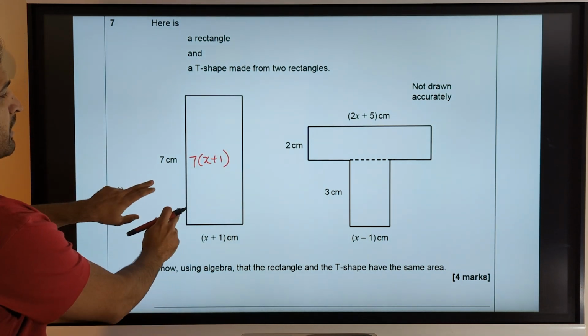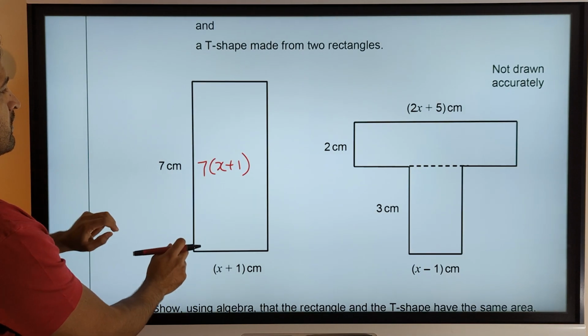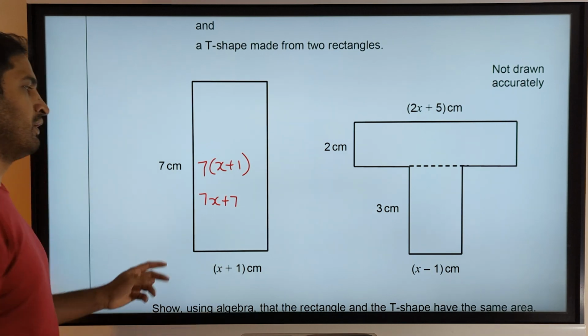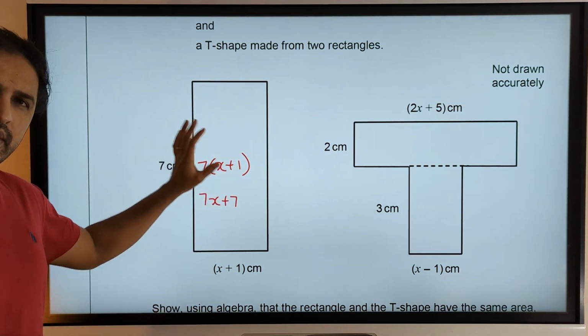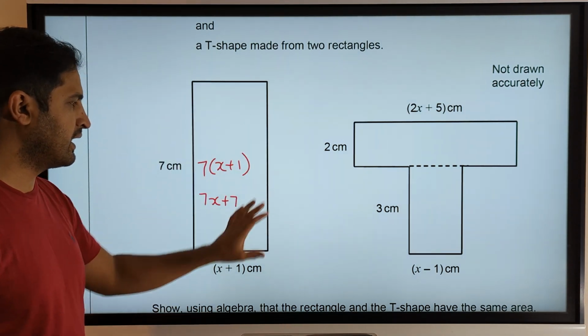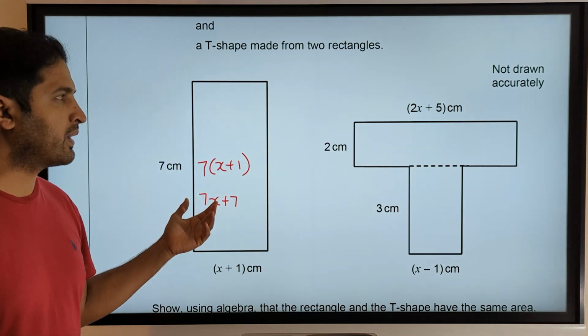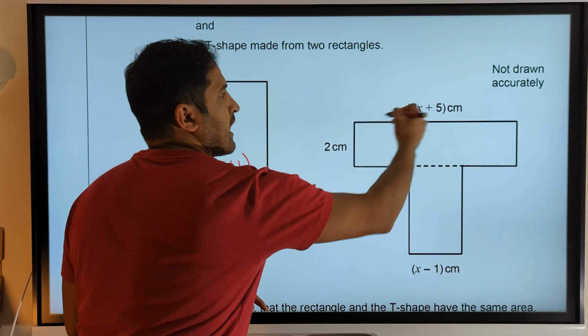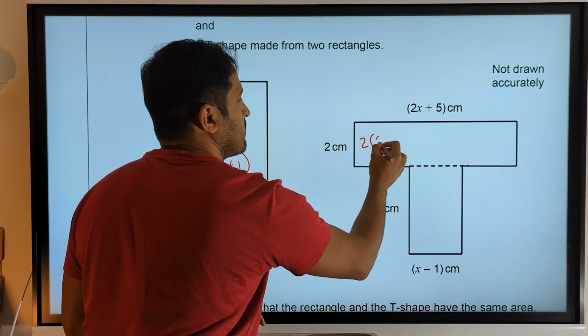Okay, so when you multiply that, we get the answer 7x plus 7. So that's the area. If you do something similar, 7 times x plus 1, and say that's the area here, you will get 1 mark. Now work out the area of this one here. We do 2 times 2x plus 5. So 2 times 2x plus 5.